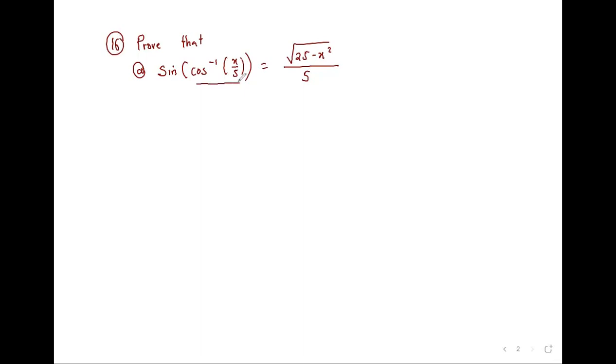This is an angle because it's inside. So let that angle be theta. So if you have theta is equal to cos inverse, you have cos theta is equal to the angle inside. That means that we can put a triangle anywhere now this time around. We just need a triangle. And let's put theta here, not x. So it is theta.